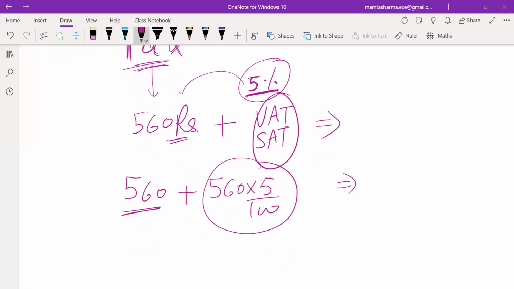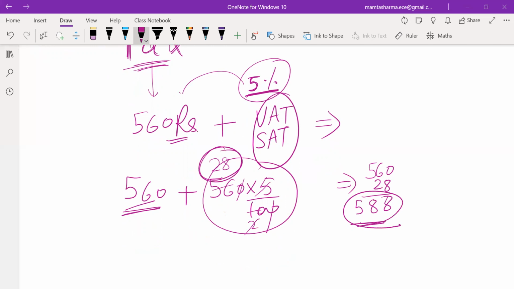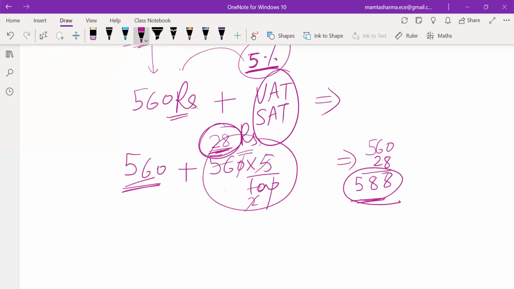So 560 into 5 by 100, 0 will get cancelled out. 5 tens are 50, 28 into 56... so 560 plus 28 would be 588. So instead of 560, you need to pay 588, because there are 28 rupees extra as tax. You have to pay tax. The restaurant is giving service, and restaurant people have to pay tax.